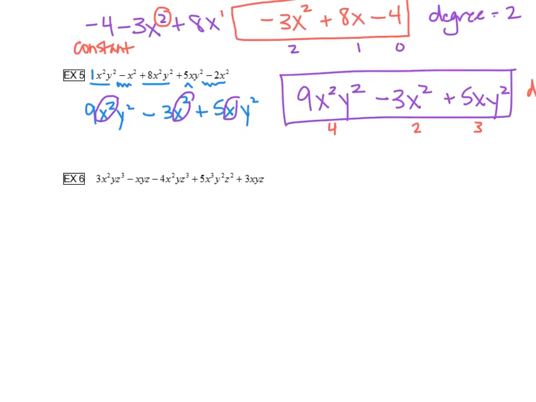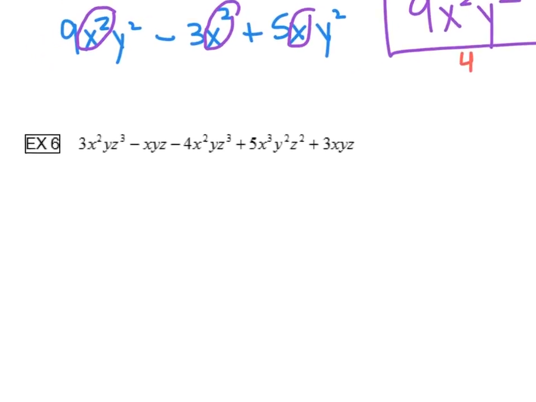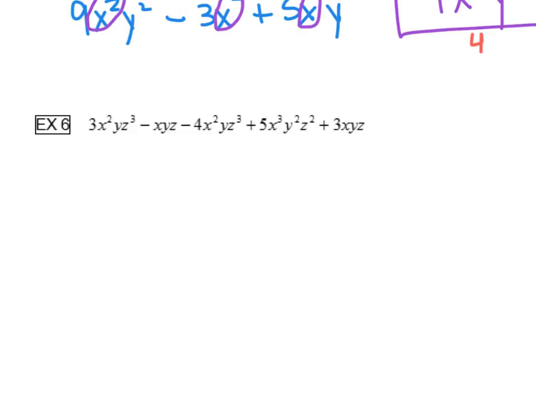Alright, last one. So we're looking for like terms, and we have to look very carefully. Maybe I'll just zoom this. There we go. Might be a little bit easier to see. Here's an x squared yz cubed. So you're looking for, is there another x squared yz cubed? Here's an x squared yz cubed, and that seems to be the only one. So if you have 3 of them and you subtract 4 of them, it gives you a negative 1, or just negative x squared yz cubed.